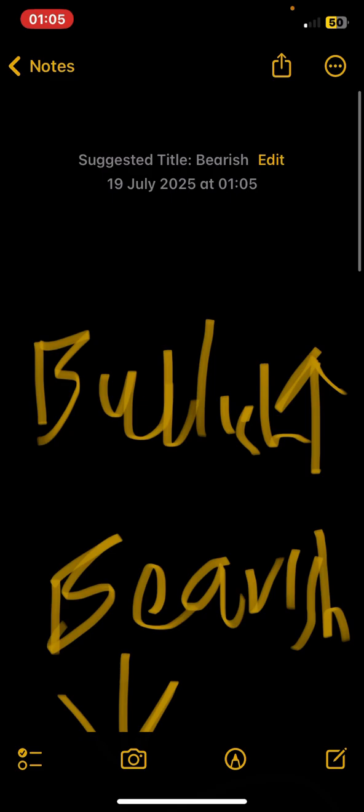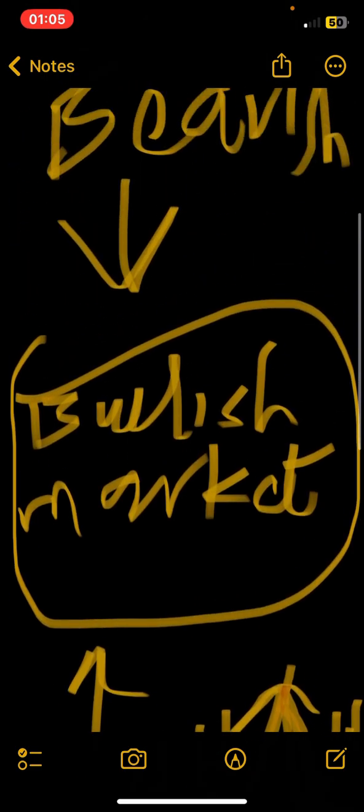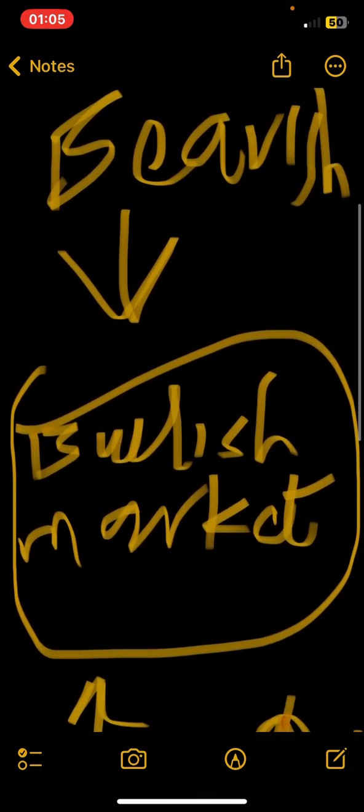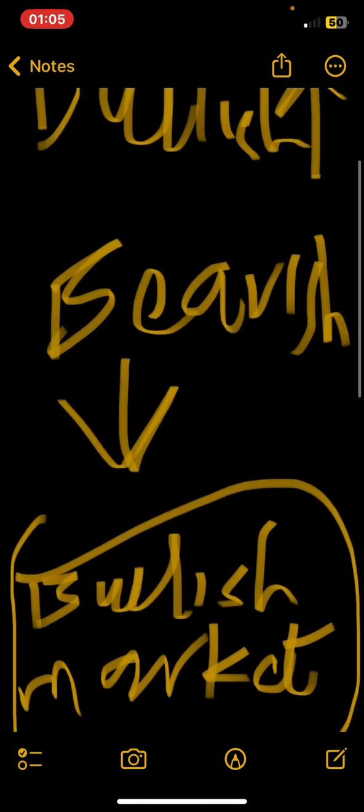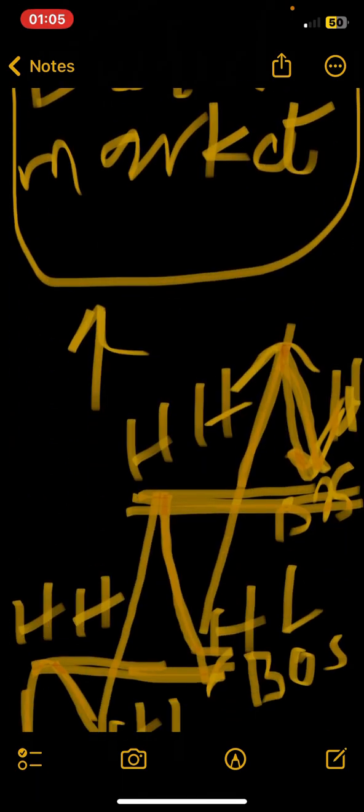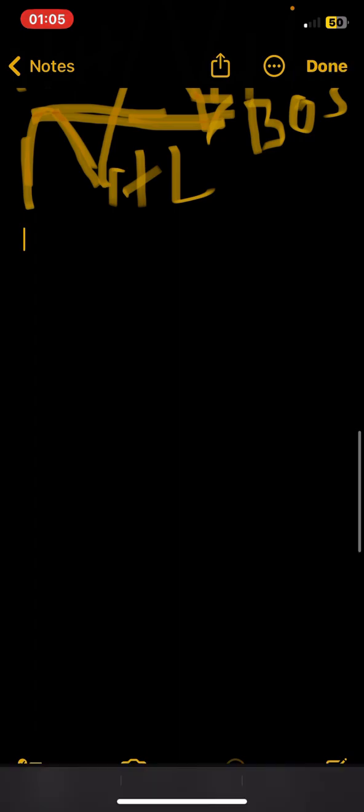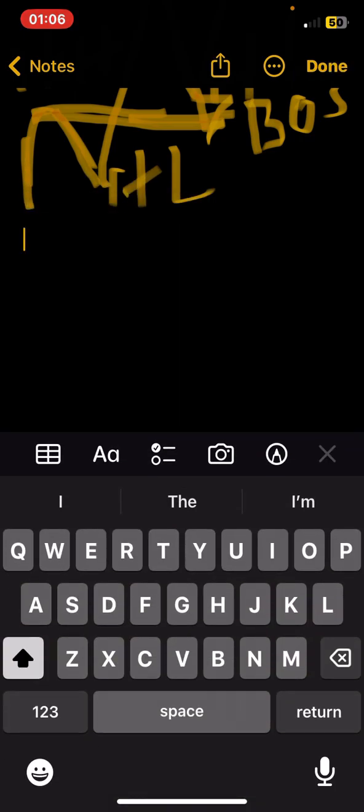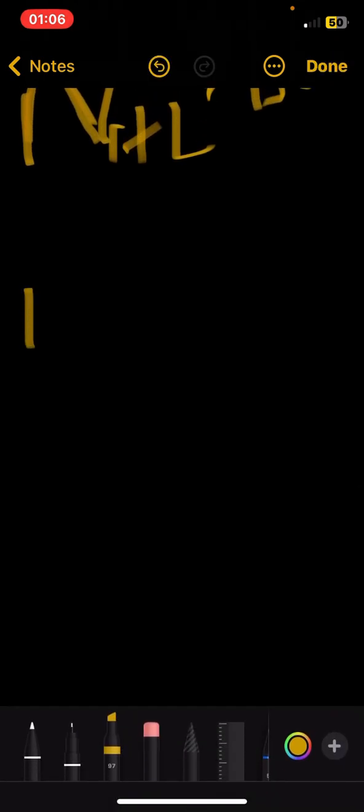Okay, so now let's go down to the bearish. How do we identify a bearish lower high and lower low? For a bullish, it's called higher high and higher low. But for a bearish, it is called higher low and lower low. So now, how do we identify it? A bearish.